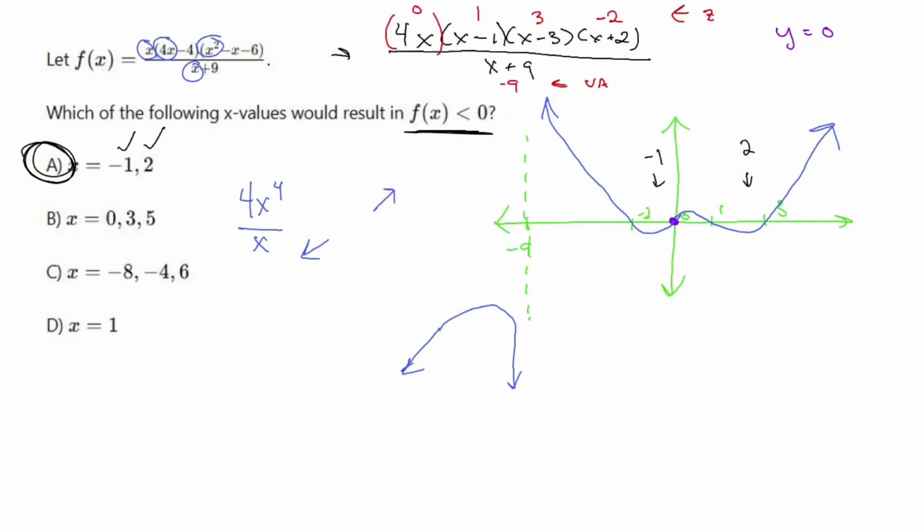Now, if I were to look at an option that doesn't work, like B, if I were to plug in 0, I get 0, which is not less than 0. If I were to plug in 3, that is 0, which is not less than 0.